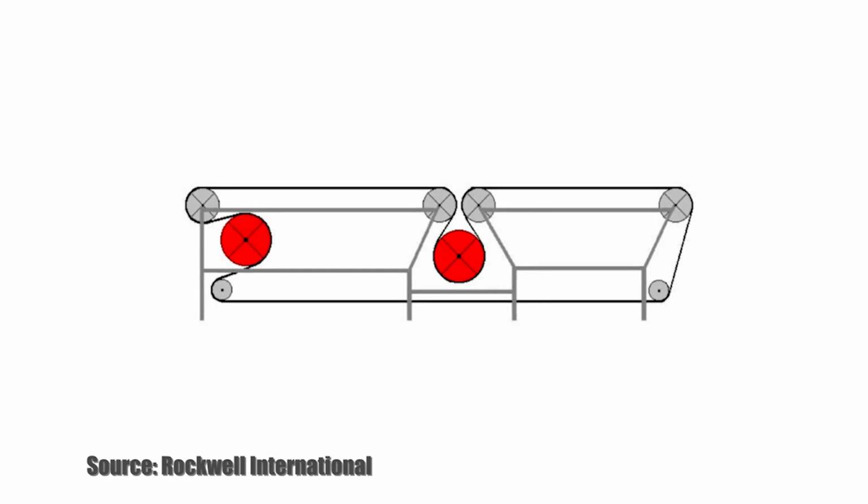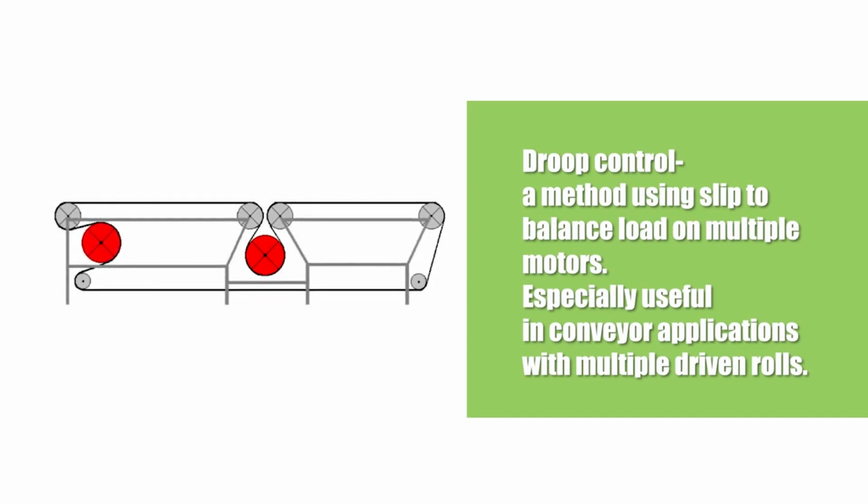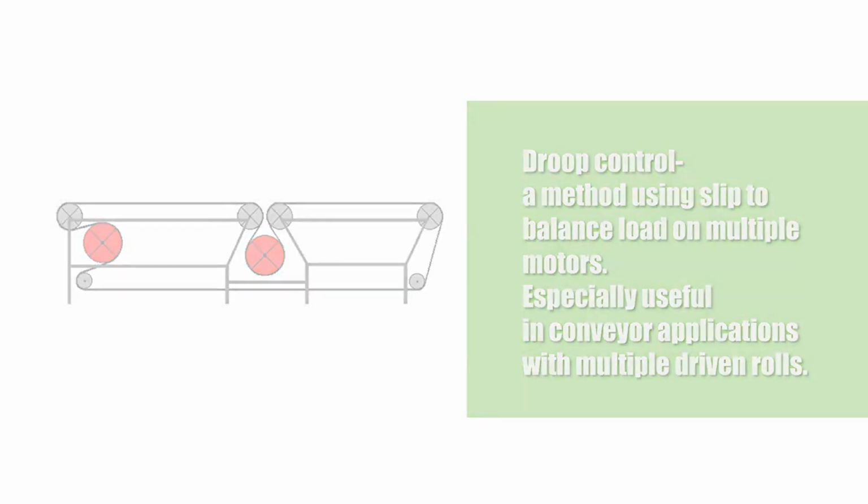While using the motor's natural slip is a simple method of load sharing, it's imprecise and not reliable at high loads. For more precise load sharing, some AC drives include a function referred to as droop control, which manipulates motor slip based on the amount of current each motor is drawing.